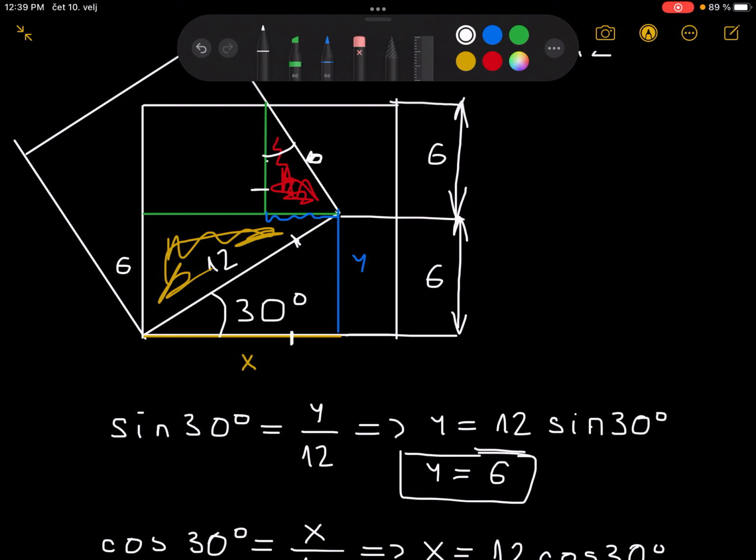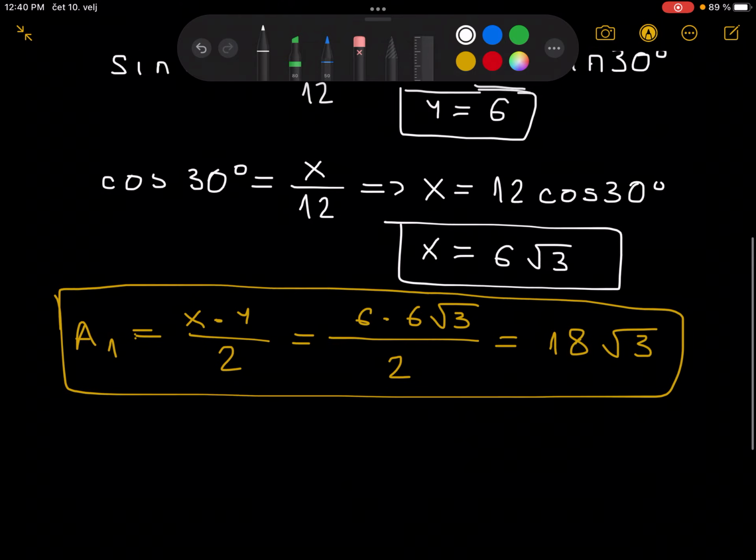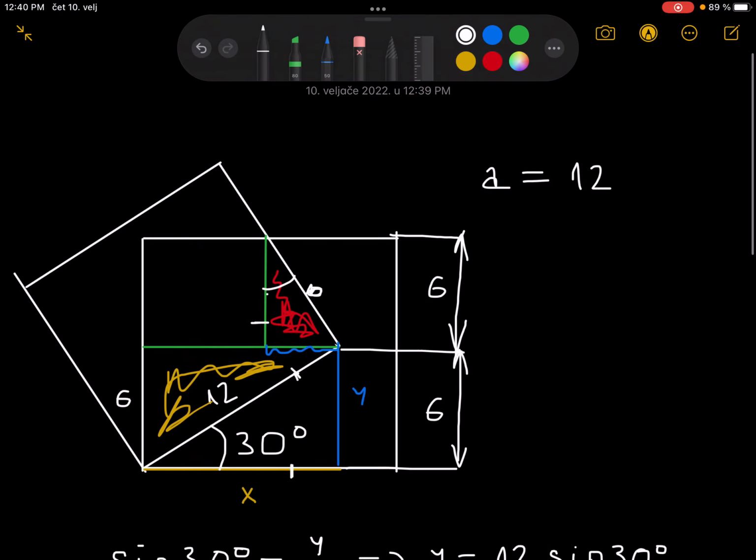Since both of these triangles are right triangles, and since both of them have one angle that's 30 degrees, the third angle must be the same as well. And if two triangles have all three equal angles, they must be similar. So I'm going to go ahead and set up a proportion.